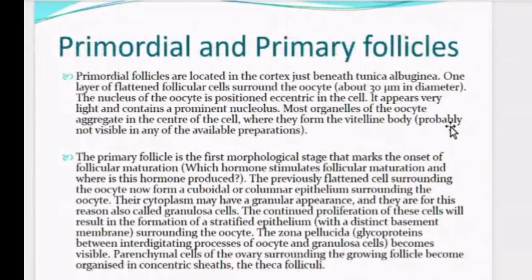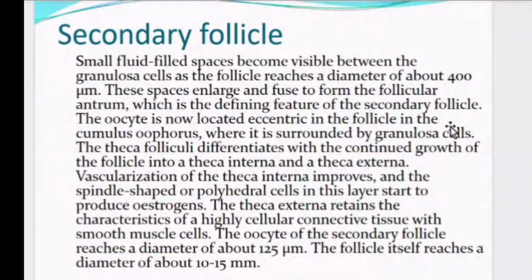We need to remember that the zona pellucida is not actually formed from cells. The cells that are adjacent to the zona pellucida form your corona radiata. As your follicle differentiates from a primary follicle to a secondary follicle, there are a few stages that start to happen.